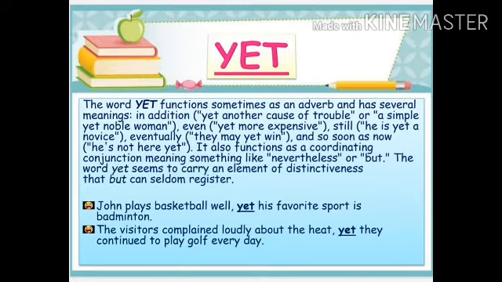In addition, yet also functions as a coordinating conjunction, meaning something like "nevertheless" or "but." The word yet carries an element of contrast or distinctiveness that "but" can seldom register. For example, John plays basketball well, yet his favorite sport is badminton. They complain loudly about the heat, yet they continue to play golf every day.